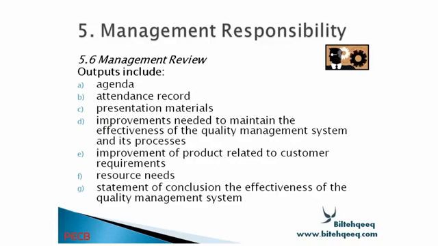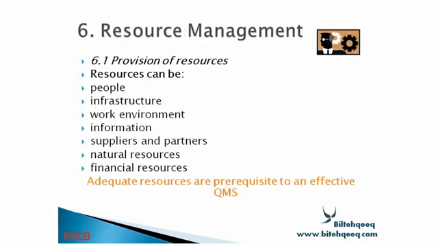A management review output includes agenda, attendance record, presentation material, improvement needed to maintain the effectiveness of the quality management system and its processes, improvement of the product related to customer requirements, resource needs, and a statement of conclusion on the effectiveness of the quality management system. So, if you are familiar with ISO 9000, the meeting will be in the same manner which you are managing for the ISO 9000 quality management system.